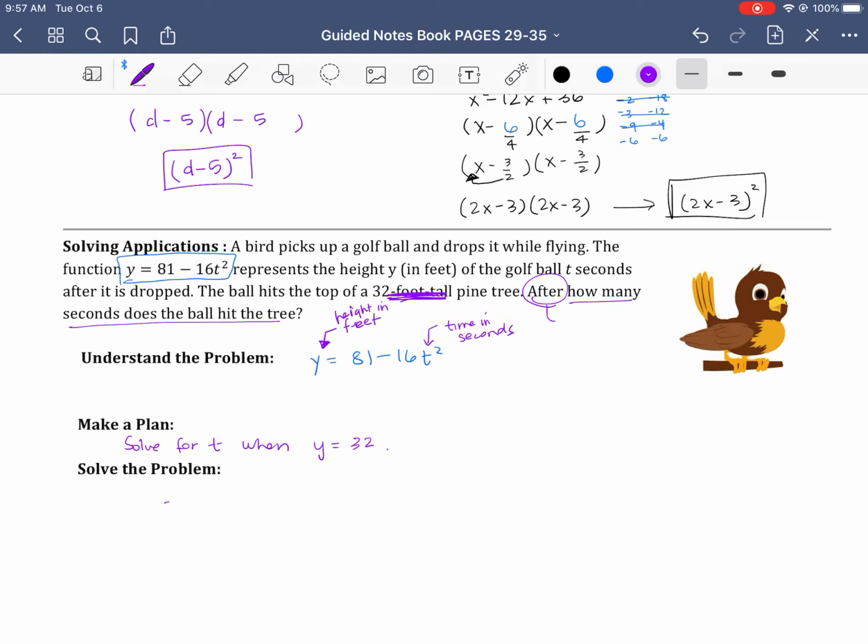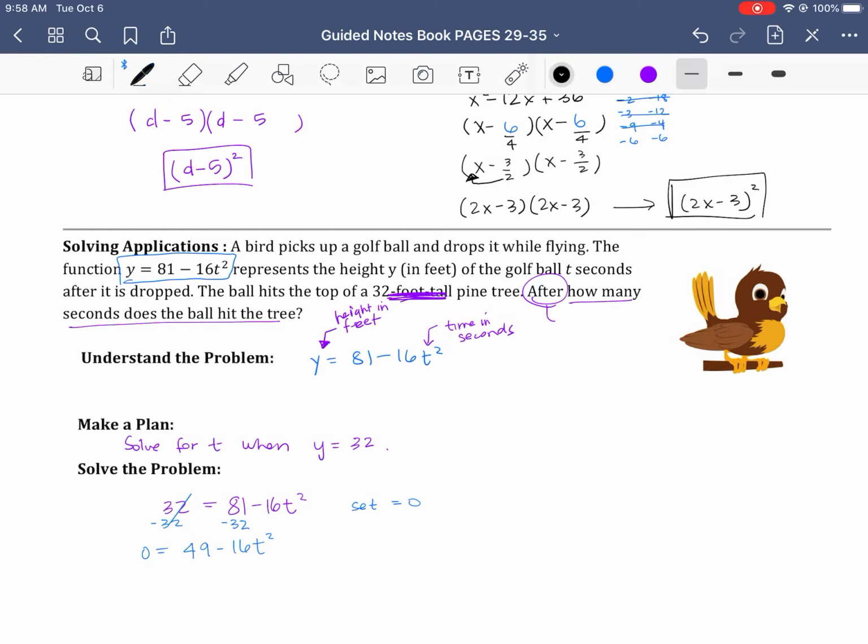So all we do is take our equation and put 32 in where the y was. Got 81 minus 16t squared, and then we solve. Now remember, when you solve, you need to set the equation equal to 0 first. So we're going to move this 32 over to this side, and that ends up giving us 0 on the left side of the equation. We go 81 subtract 32, and that gives us 49. And then we have minus 16t squared.